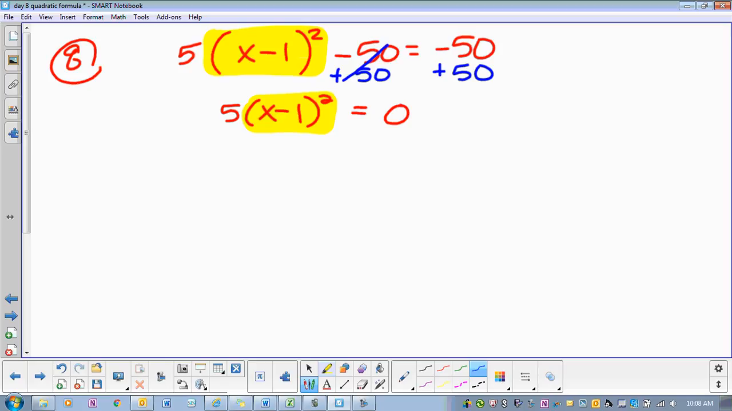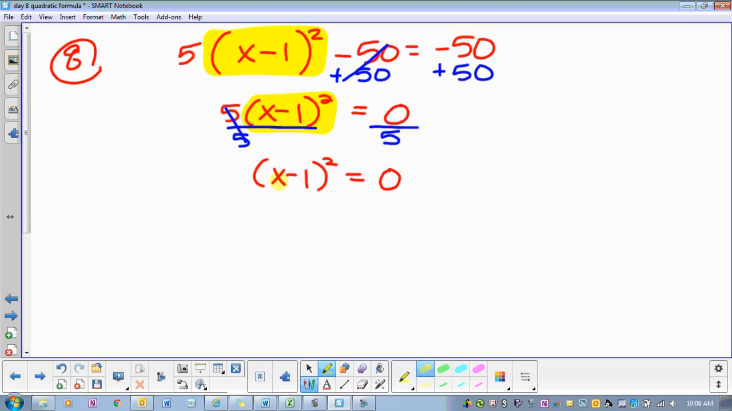All right, what do I need to do? Divide by 5. Excuse me, thank you. So then that goes away, right? Then you have x minus 1 squared equals, wait, what's 0 divided by 5? 0. All right, so now I have my square term all by itself. I need to solve for that x.